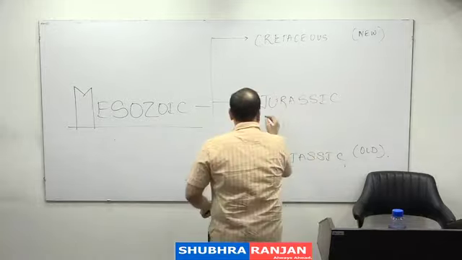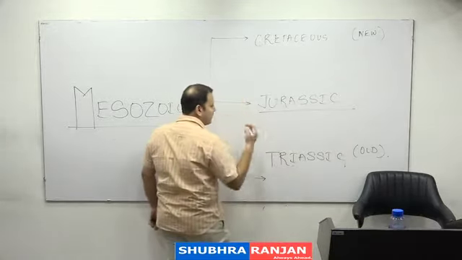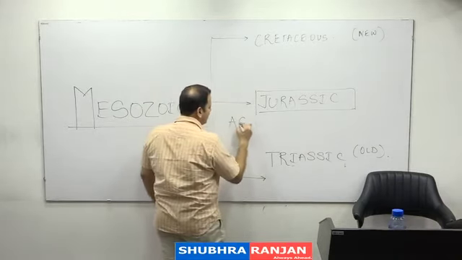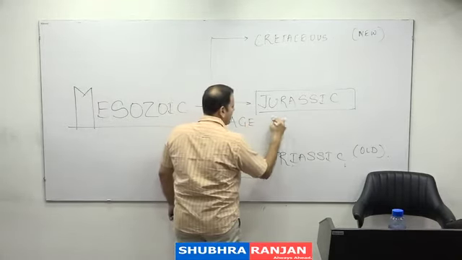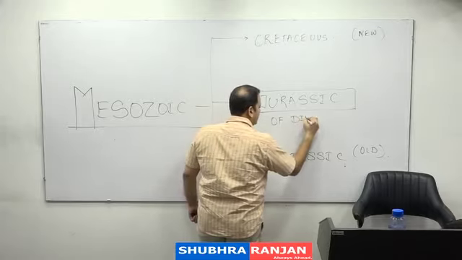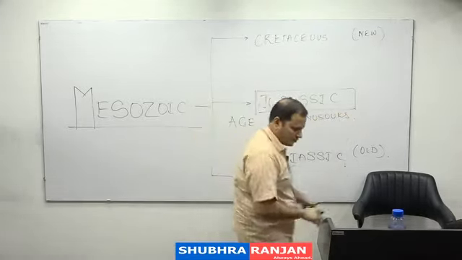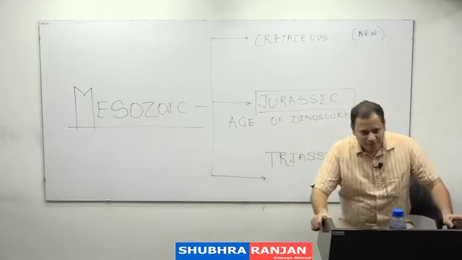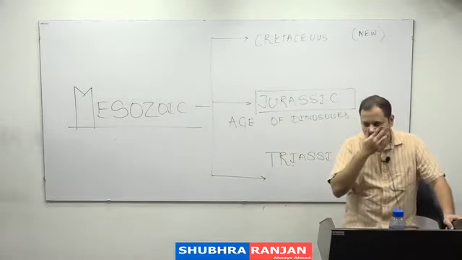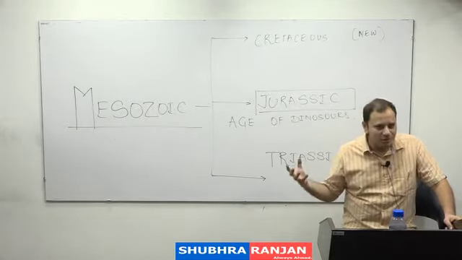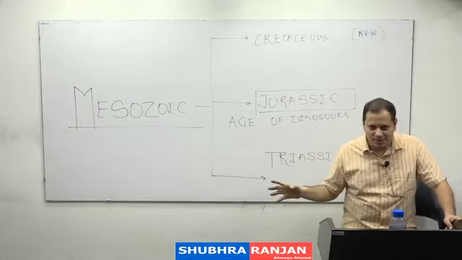And this Jurassic period, can you tell me why is Jurassic period famous? It is known as an age of dinosaurs. Jurassic period was famous for the dinosaurs, age of the dinosaurs. There were large bodied animals all over the world which are known as dinosaurs in this period.